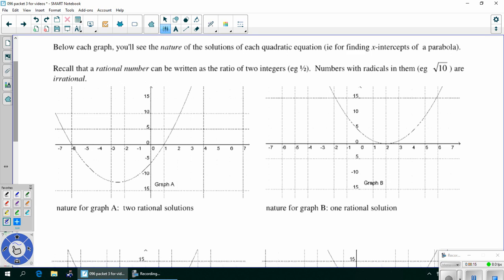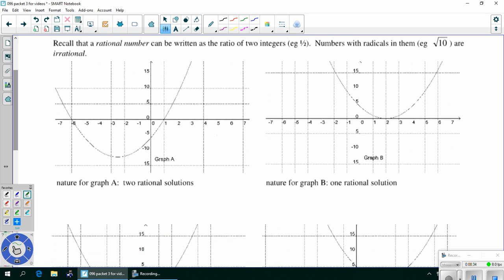Recall that a rational number can be written as a ratio of two integers, for example, 1/2, but numbers with radicals in them, like square root of 10, are irrational. Obviously, something like square root of 9 is rational because there isn't really a radical there. So the square root of any positive number that isn't a perfect square is irrational. Okay, let's take a look at this graph.